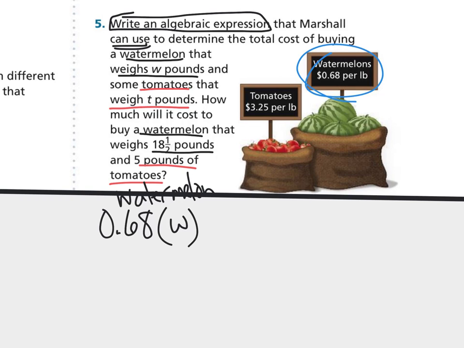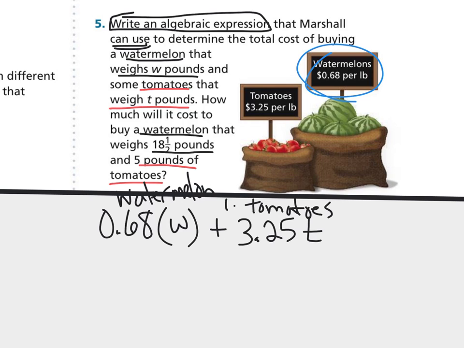You don't have to have the W in parentheses since we're multiplying. Multiplication is assumed even if we don't have parentheses there. And then the tomatoes are $3.25 per pound. So that would be 3.25 times T. That would be for our tomatoes.